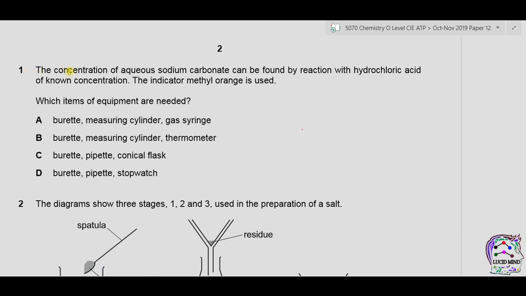Question number 1. The concentration of aqueous sodium carbonate can be found by a reaction with hydrochloric acid of known concentration. The indicator methyl orange is used. Which items of equipment are needed? Now in this experiment, we are reacting sodium carbonate with hydrochloric acid in the presence of indicator, which is methyl orange. So this process is called titration. Let's find out what apparatus are needed.